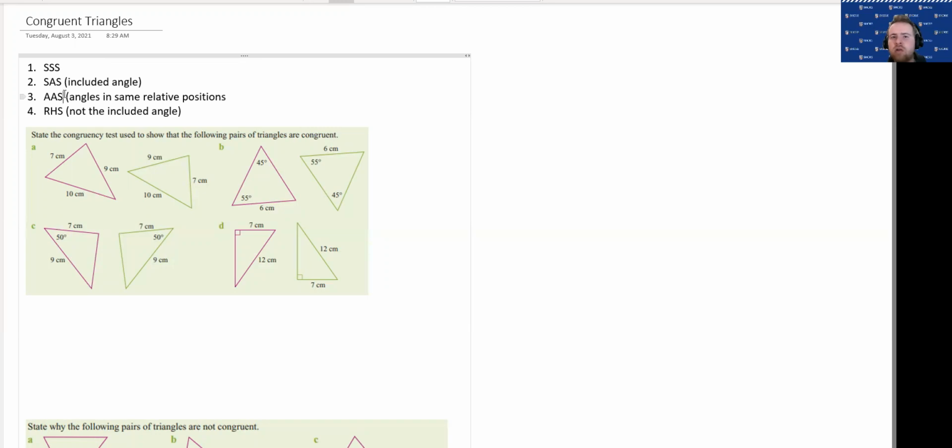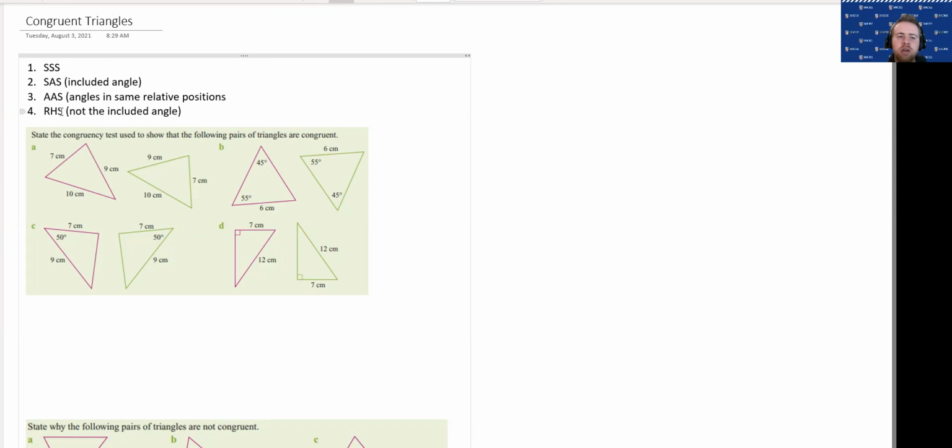If there are 2 equal angles and an equal side, and the angles are in the same relative positions, then we know they're equal. And then if there is a right angle and the hypotenuse and one of the short sides is equal, then we know that it is congruent as well.